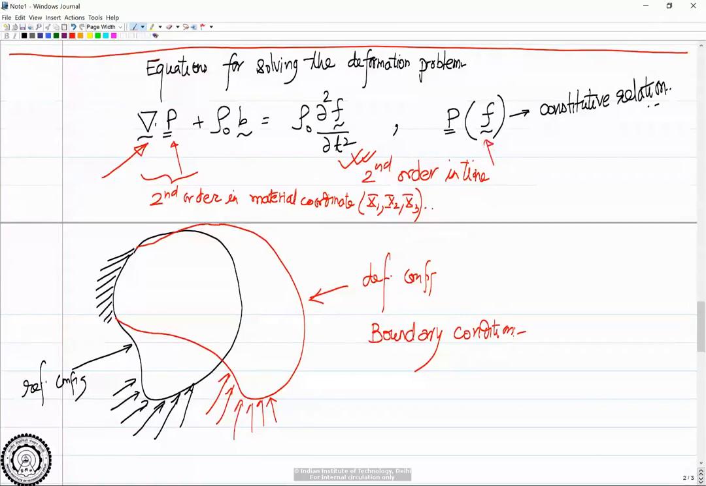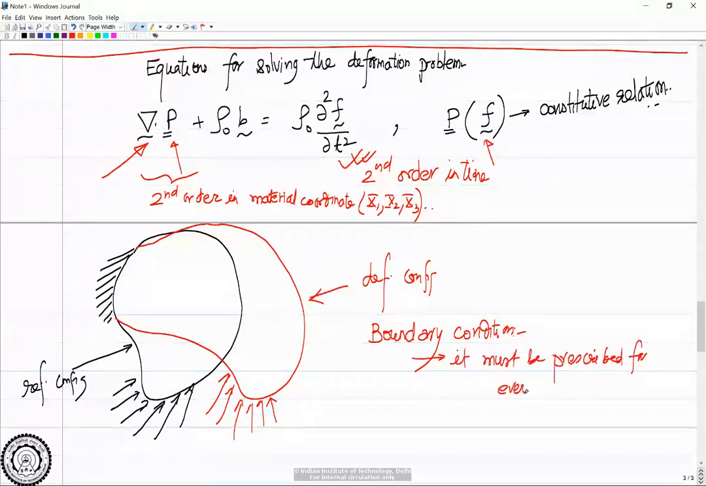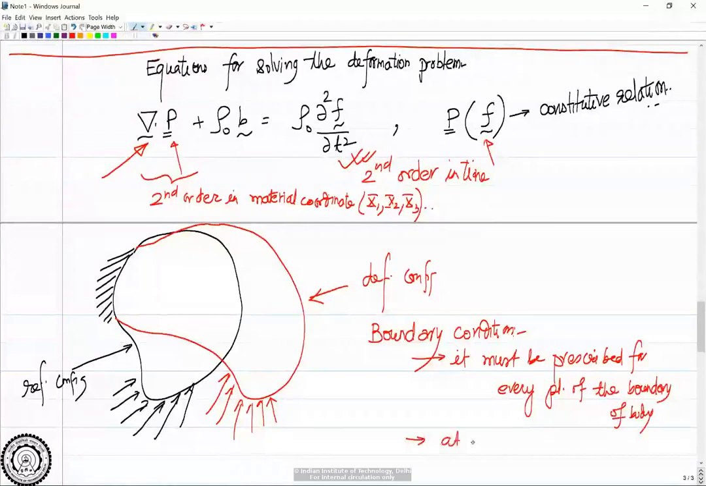Okay, so I can just write that here. It must be prescribed for every point of the boundary of the body. Furthermore, at each point of the boundary, three conditions need to be prescribed.